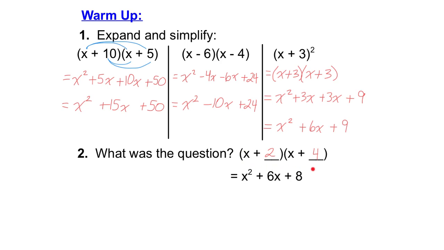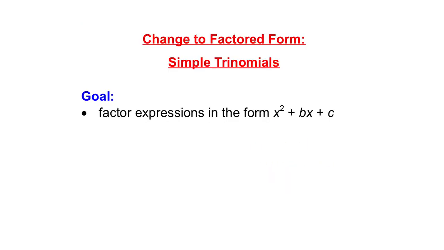Now, if you were able to get this, you actually were able to pick out patterns that we're going to talk about today, and we're going to start with what we call simple trinomials like this, and we're going to work backwards by factoring to get this factored form. So the whole goal of today's lesson is to be able to change standard form to factored form, and we're just going to look at simple trinomials, which are trinomials, 3 terms in this format here.